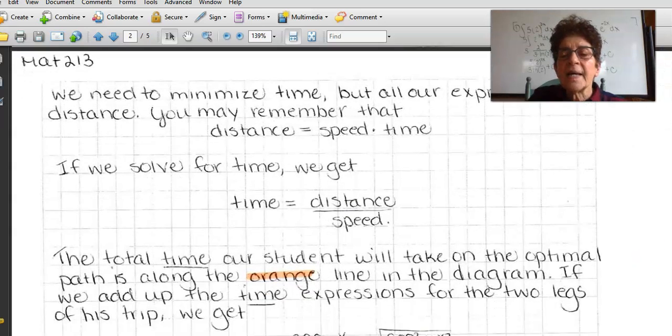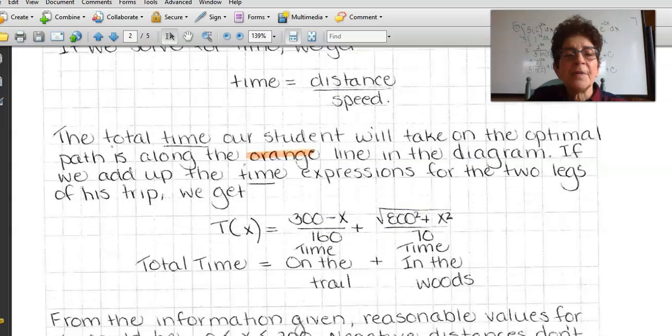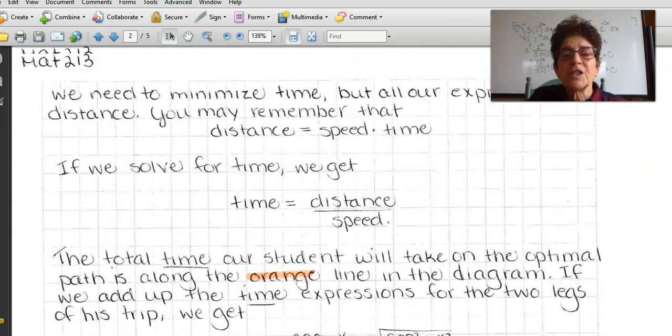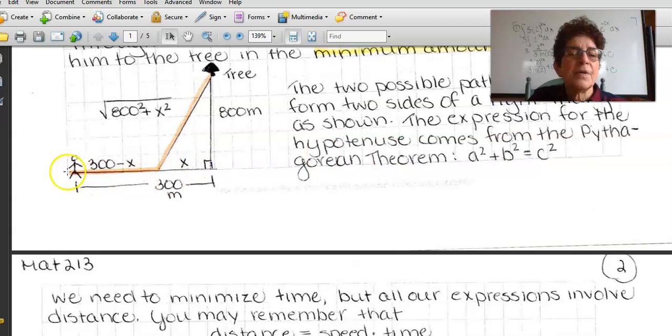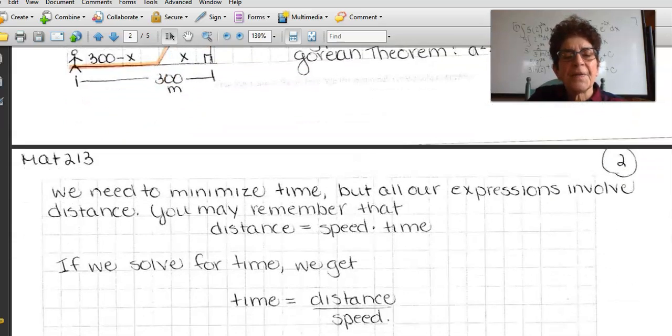The total time the student will take on the optimal path is along the orange line in the diagram, right? So part of the way across the trail and then part of the way through the woods. Just remember, he's traveling faster on the trail and slower through the woods. So let's see if we can come up with an equation for that.